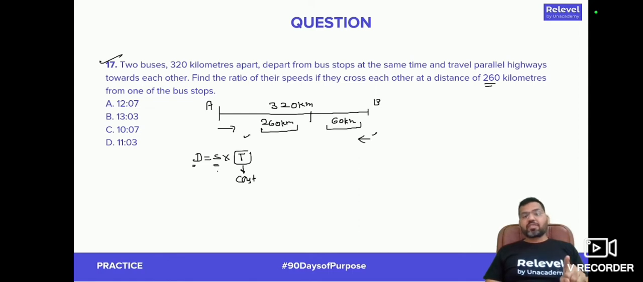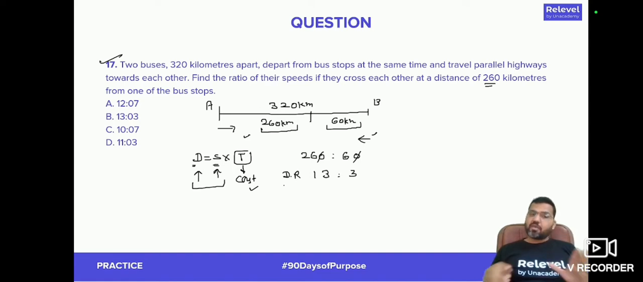If you travel with more speed and time is constant, you will travel more distance. That means the distance ratio will be the same as the speed ratio. Now, the distance ratio between these two buses is 260 and 60, which is in the ratio of 13:3. That's my distance ratio.